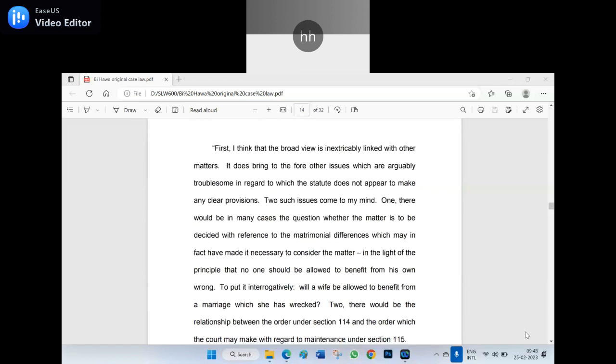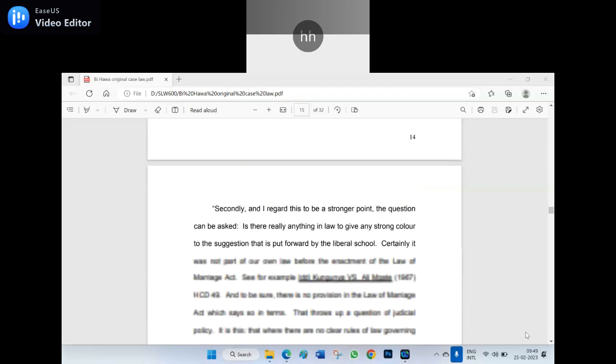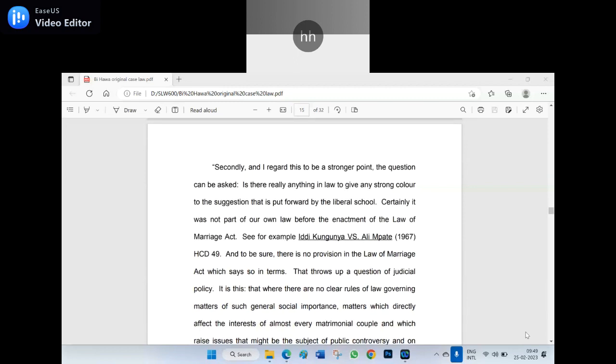And then we come to the broader view, they are intrinsically linked with other matters. Now the services are equivalent to earning, in the light of the principle that no one should be allowed to benefit from his own wrong. And again, section 14. Another case law is also given: Kungunia versus Ali Mpete, High Court Digest 49.